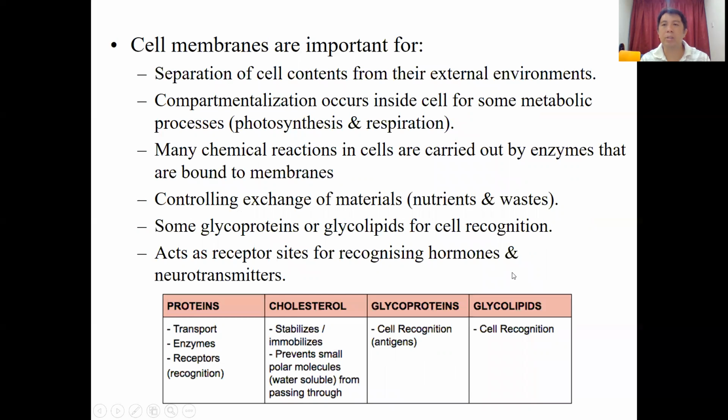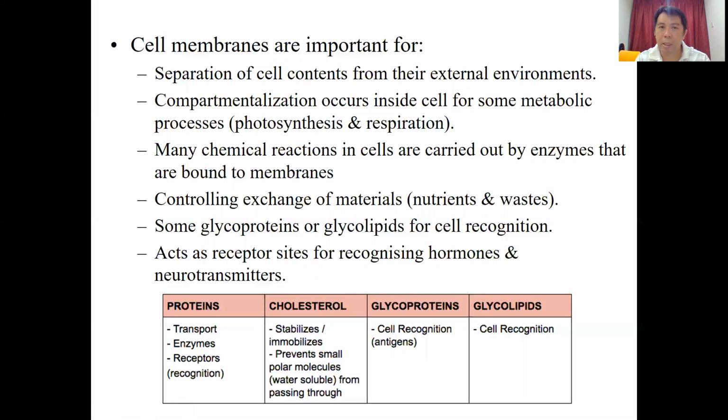The cell membrane is actually important for many functions. Today we go through several functions, and at the end I will also summarize them for you. First, the separation of cell content from the external environment. That means the cell membrane acts as a barrier to separate the cell content from the external environment. Then the cell membrane also provides compartmentalization inside the cells.